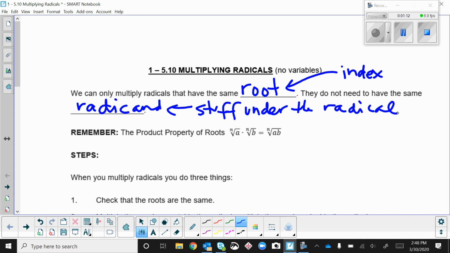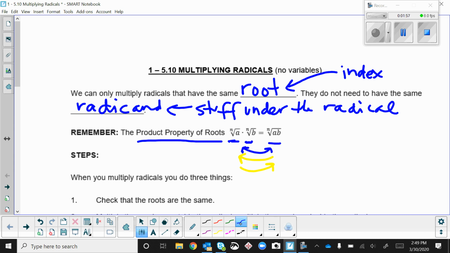So let's look at a little example. Remember the product property of roots, and it has this general form. The nth root of A times the nth root of B equals the nth root of A times B. And this can go in either direction. When we're simplifying radicals, like if we were trying to simplify the cube root of 84, and we do a factor tree, and then we pull it out, we're going this direction. Today we're multiplying radicals, we'll be going this direction instead.